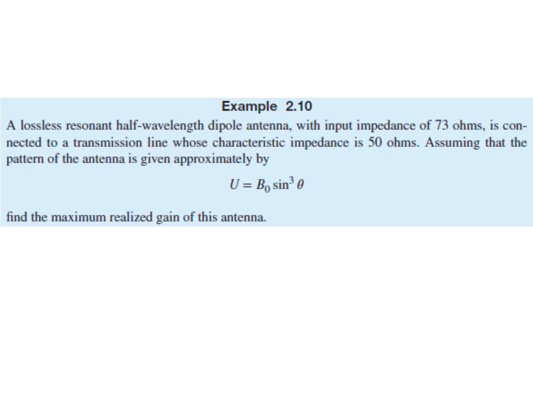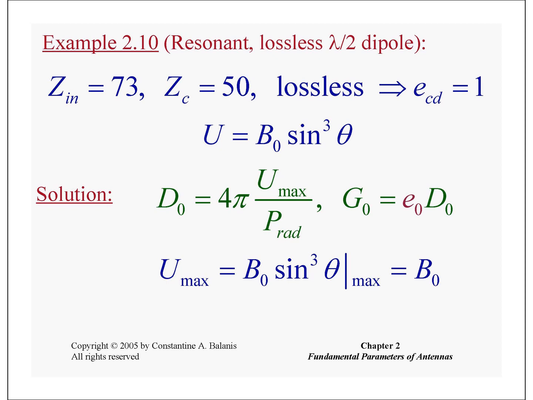So if we know the total efficiency, and total efficiency E naught can be calculated as ER into ECD. So Zn is equal to 73 ohm, Zc is equal to 50, lossless, so ECD is 1, U is given. Now using the formula, D naught is equal to 4 U max divided by P rad, we can find the directivity. G naught is equal to E naught into D naught.